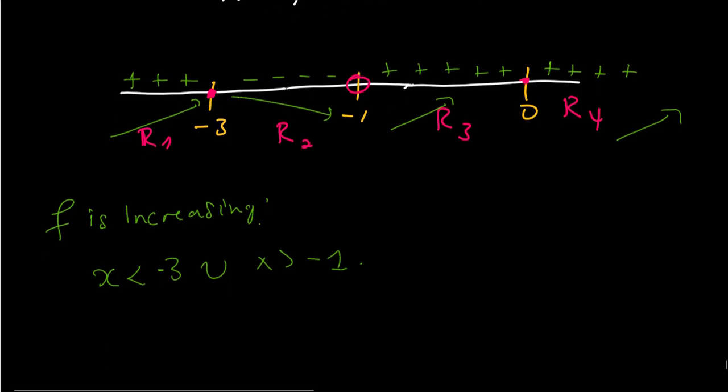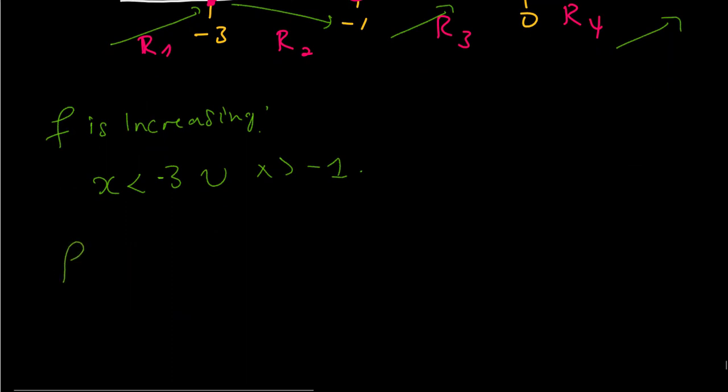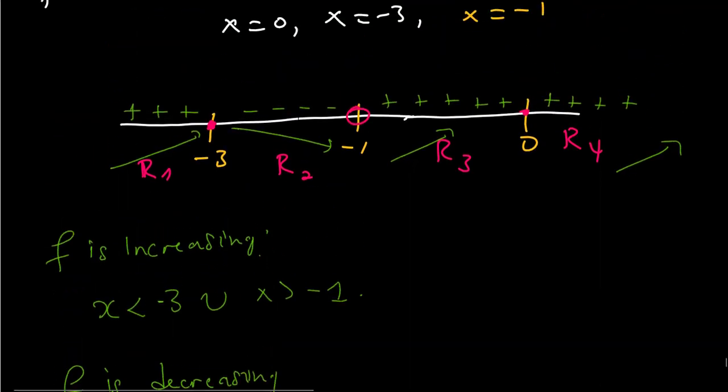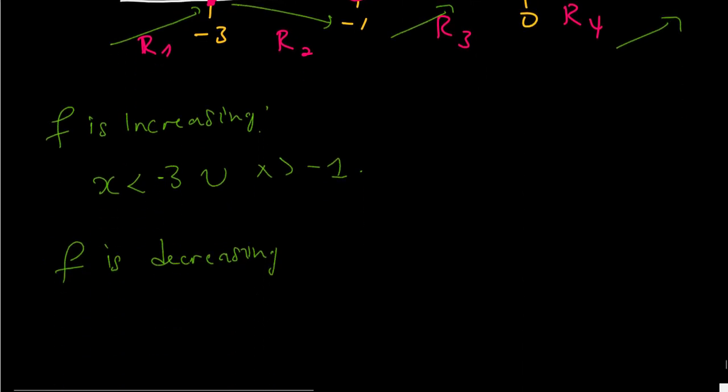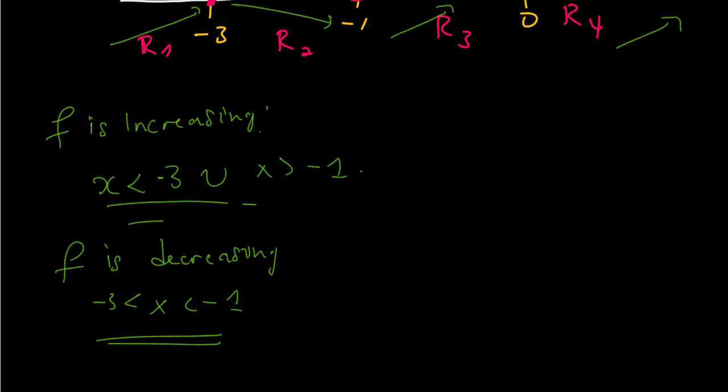Now the range of values where f is decreasing. Where do we see f decreasing? F is actually decreasing in between negative 3 and negative 1. So this is the range of values for which f is increasing, and that's the range of values for which f is decreasing. Okay, let's go to the next question.